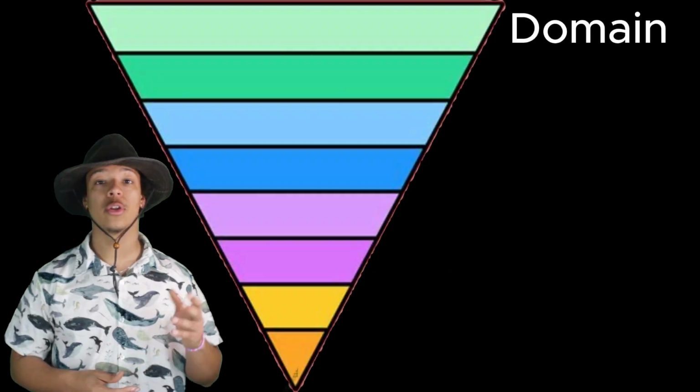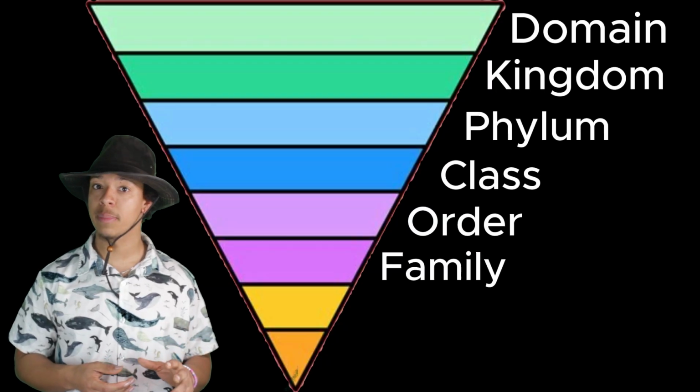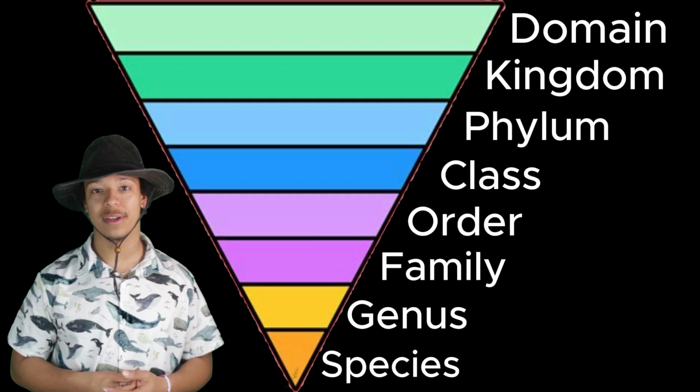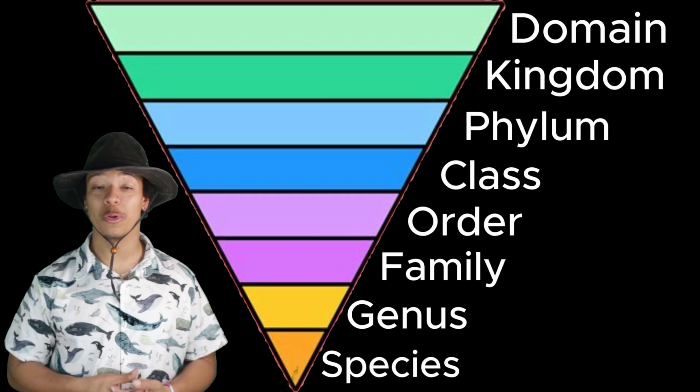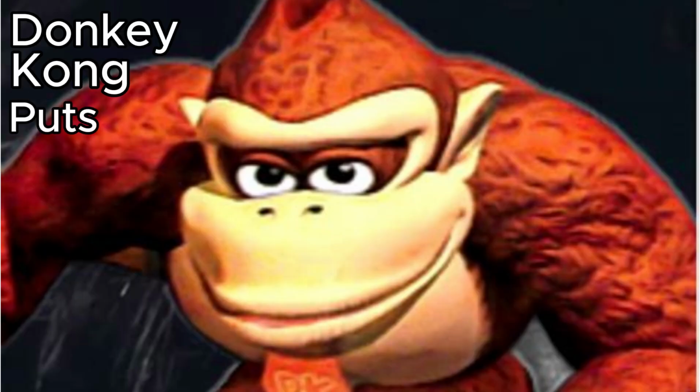Taxonomy is the method by which we classify different organisms based on their genetics. As it stands, there are 8 main taxonomic groups: domain, kingdom, phylum, class, order, family, genus, and species. And there's a little saying, a little limerick if you will, that I like to use to remember them. Donkey Kong puts Crocs on for Godspeed.